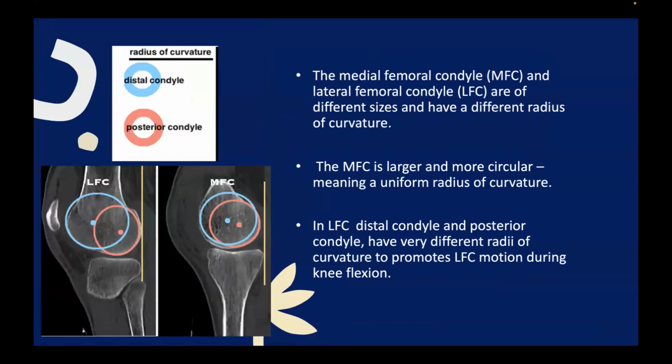But when it comes to the lateral femoral condyle, the circle that is red is the posterior condyle, and the circle that is blue is the distal condyle. So you can make out that there is a very different radius of curvature in the lateral femoral condyle, and this promotes lateral femoral condyle motion during knee flexion. That is, the motion that occurs in the lateral femoral condyle in knee flexion is more than that which occurs in the medial femoral condyle.